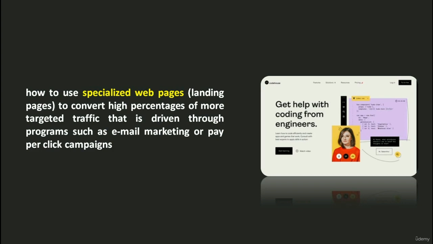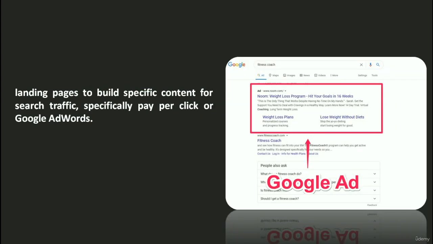It is time as well that we all started thinking beyond email as the only vehicle for communicating with our marketing list. You can also use landing pages to build specific content for specific search traffic, especially pay-per-click or Google AdWords. If you want to get more value out of the money you are spending on AdWords, you should send AdWords traffic to a specific landing page on the topic of the ad you are buying, rather than sending them to your generic homepage.